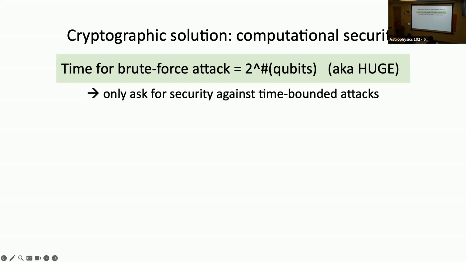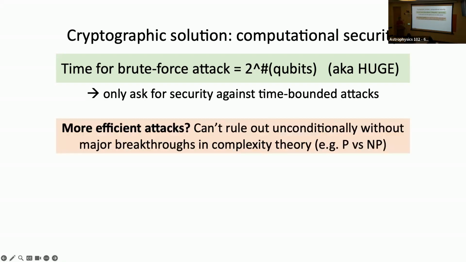So even for modest-sized systems, this brute force attack is absolutely impractical. And so in cryptography, what we do is we only ask for security against time-bound adversaries. Now, the problem is that whenever you have these brute force attacks that show that eventually you will break the system, it opens up the possibility that there are more efficient attacks. And given the current state of computer science and our understanding of complexity theory, we really can't rule out the existence of such attacks. We don't know how to prove that there isn't something more efficient.